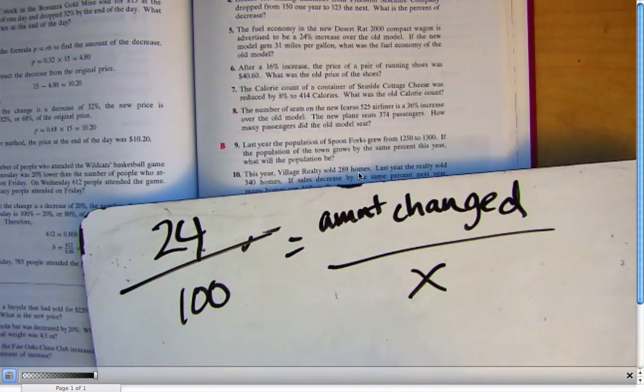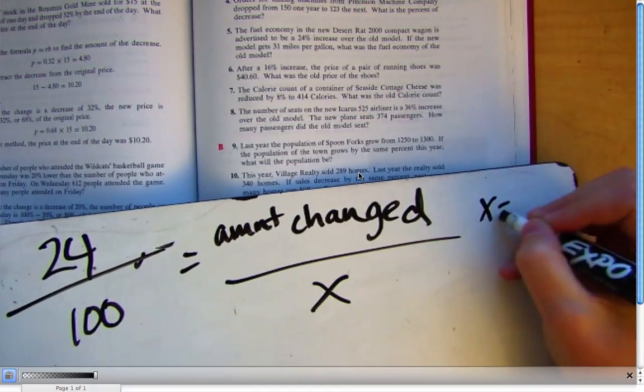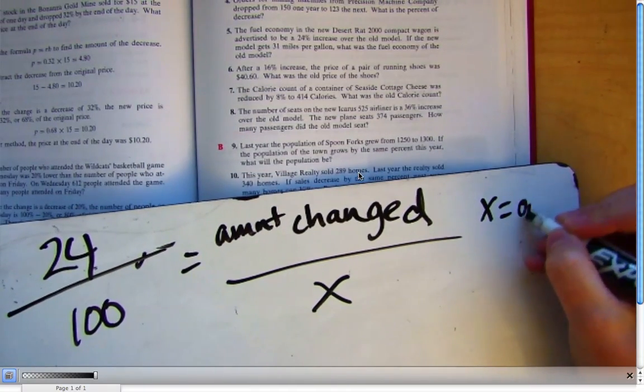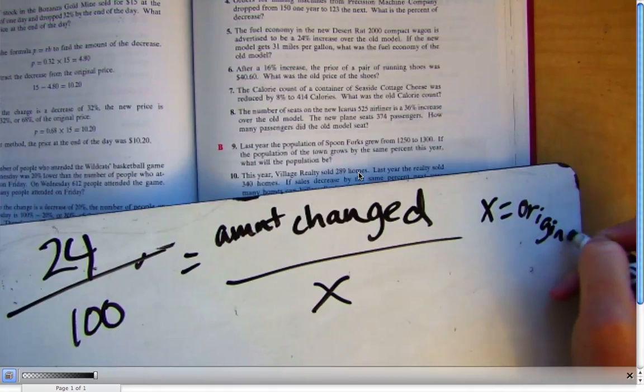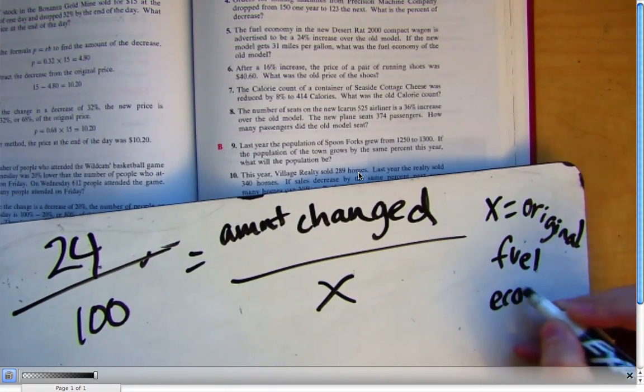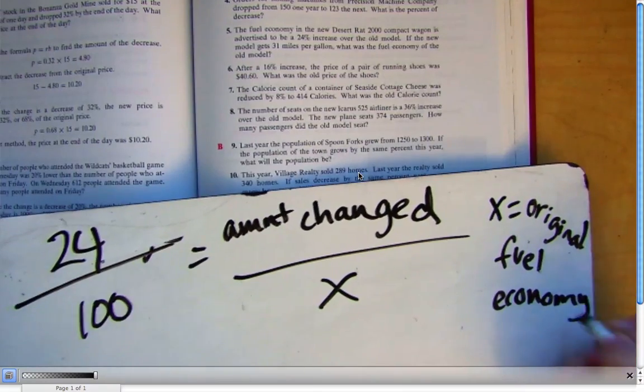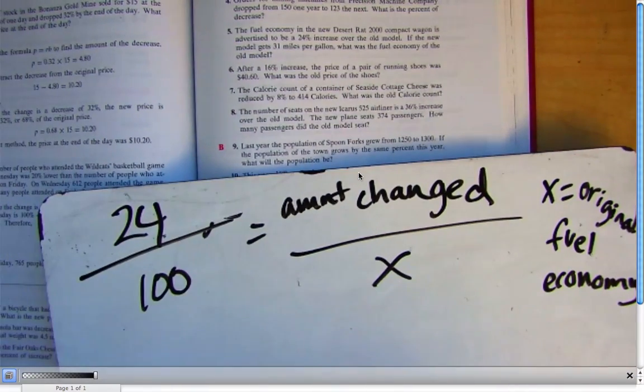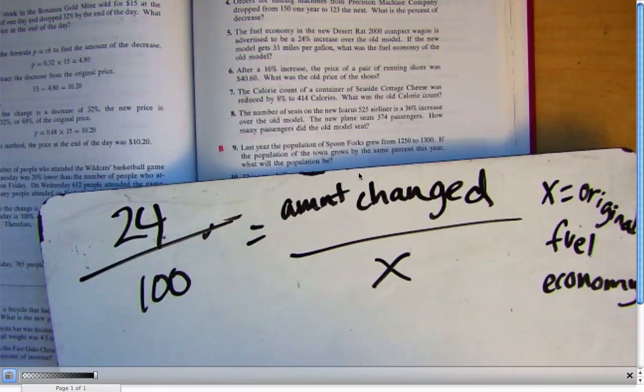Okay. So X is the original fuel economy. All right, we know the new fuel economy is 31 miles per gallon. So let's think of an example, okay? How do we do this?